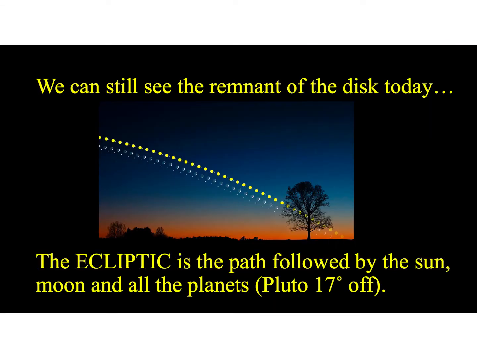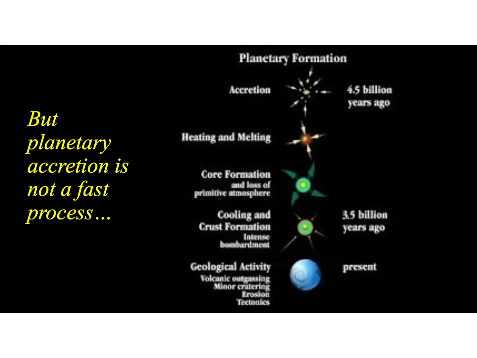Because all the planetesimals were orbiting in the same plane of the protoplanetary disk, we can actually tell where our solar system's protoplanetary disk was. It was along the plane of the ecliptic, and that's why we still see the moon, sun, and other planets following this trail across the sky. Smaller objects, like Pluto, are often not directly along the same path, as they are more easily gravitationally disrupted into other orbits.